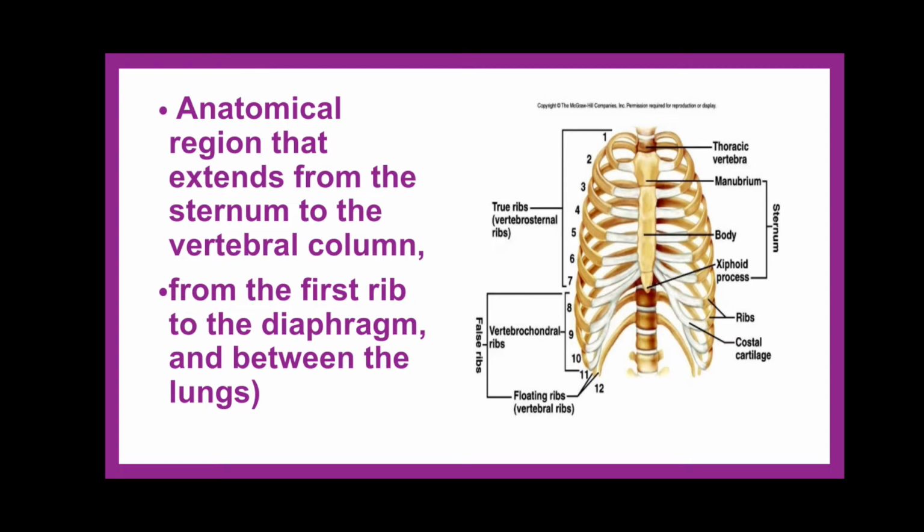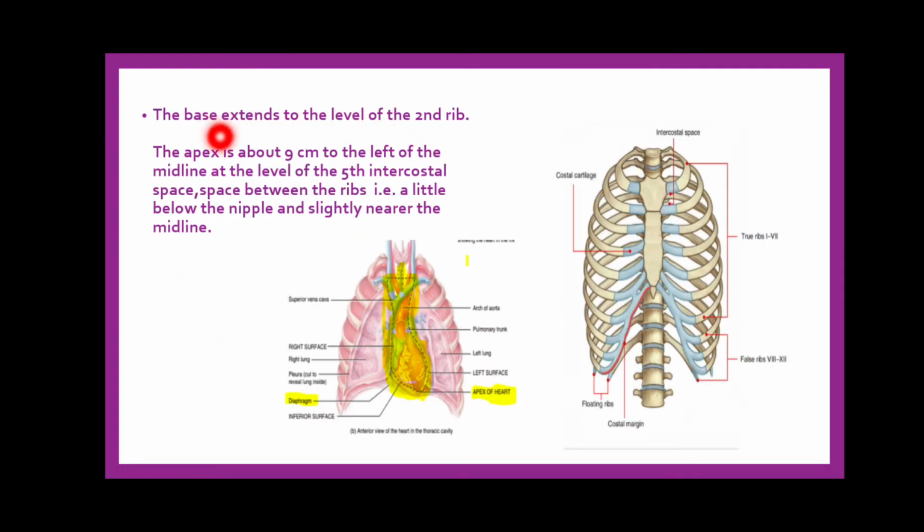Next part, if you will see, the base extends to the level of the second rib. मतलब upper part, base. Base कहाँ पे होता है? If you will see this, this extends to the second rib. And the apex is about 9 centimeter to the left of the midline at the level of the 5th intercostal space.